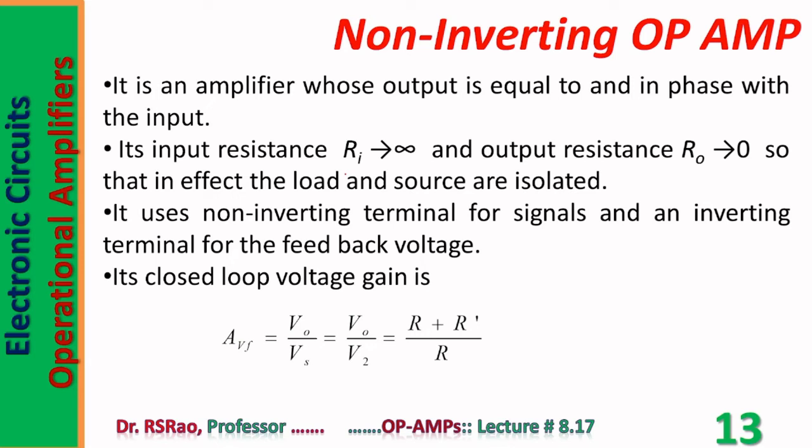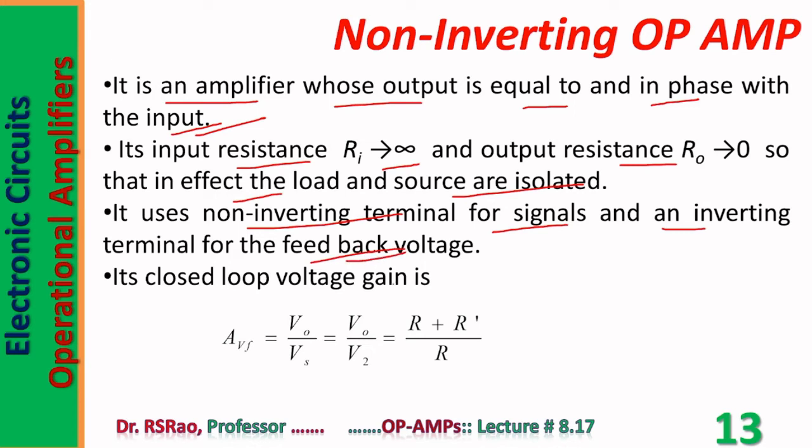Some important points regarding the non-inverting op amp. It is an amplifier whose output is equal to and in phase with the input. Notice, in case of inverting op amp, output is out of phase with the input, but here it is in phase. Its input resistance tends to infinity, output resistance tends to 0, so that in effect the load and source are isolated. It uses the non-inverting terminal for signals and the inverting terminal for the feedback voltage. Its closed loop voltage gain is given by this formula, (R plus R prime) by R. Notice that this is different from the voltage gain of the inverting op amp.